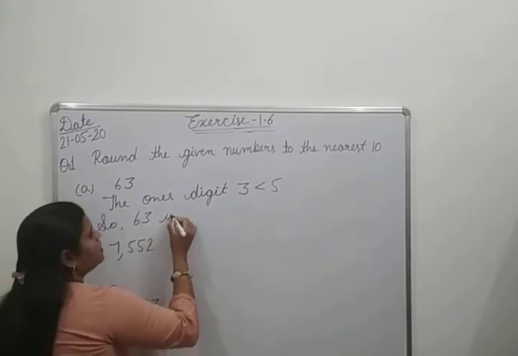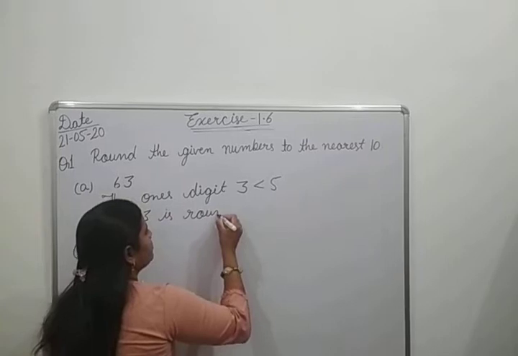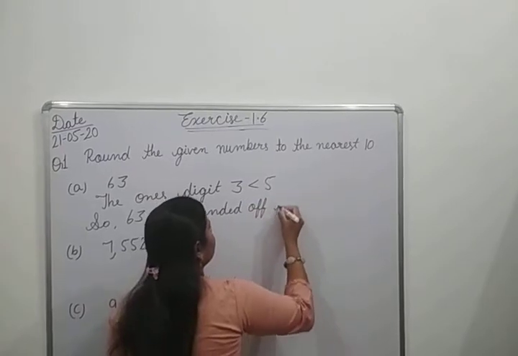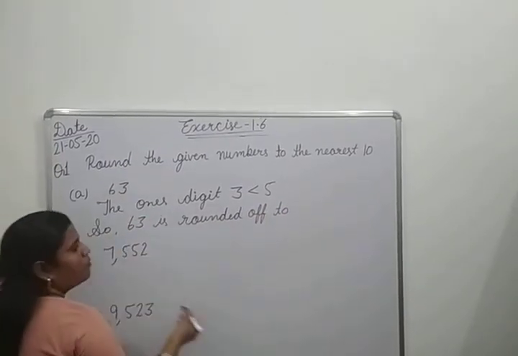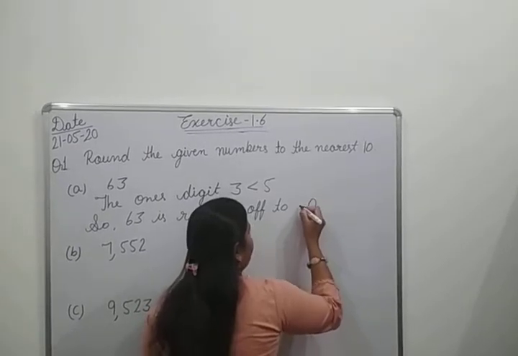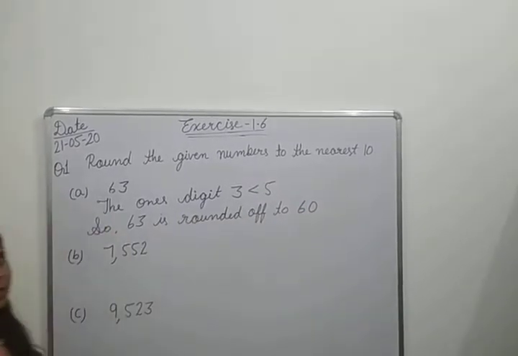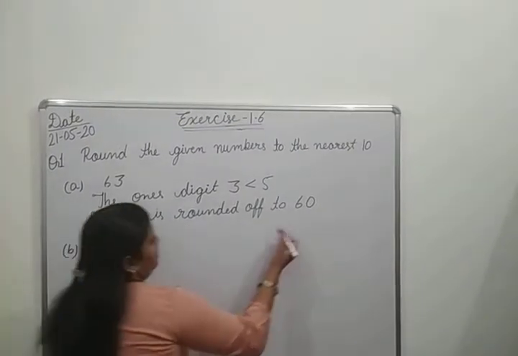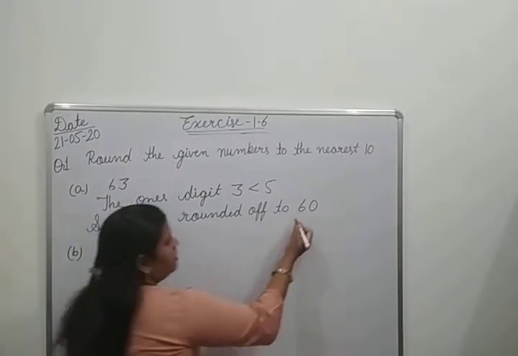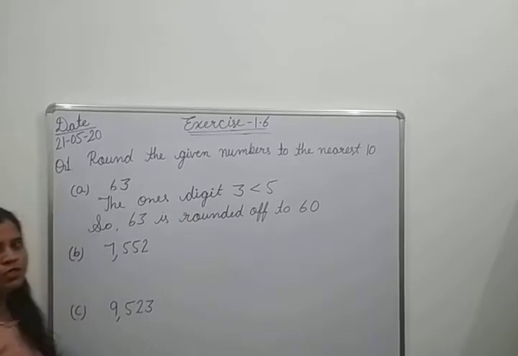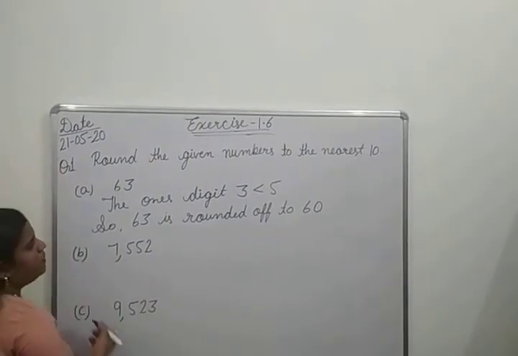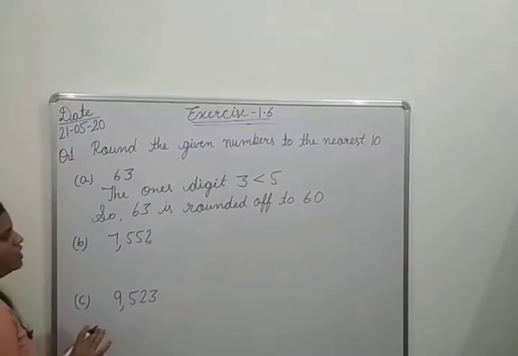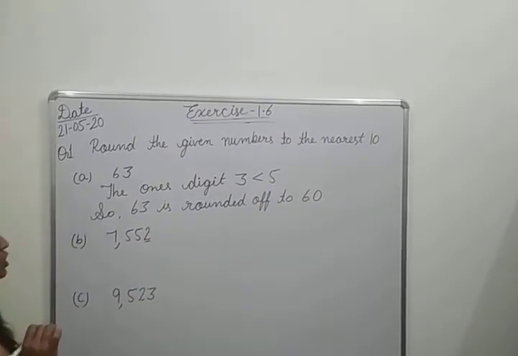So 63 is rounded off to, what do we do? Put 0 on the ones place and write the tens digit the same, because here our ones digit is less than 5. So here is 6. We write 6 and on the ones place we keep 0. Clear? In B part here also our ones digit is less than 5. So we don't change anything. Only on the ones place we will write 0.